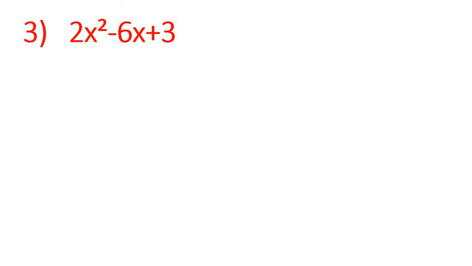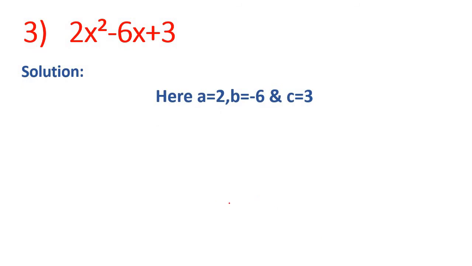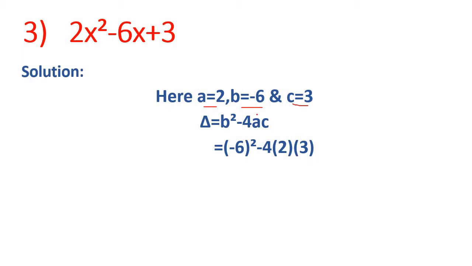2x² − 6x + 3 = 0. Here a = 2, b = 6 (it should be −6), c = 3. Delta is equal to b² − 4ac. Let us substitute the values. b = (−6)², 4, a is 2 and c is 3.